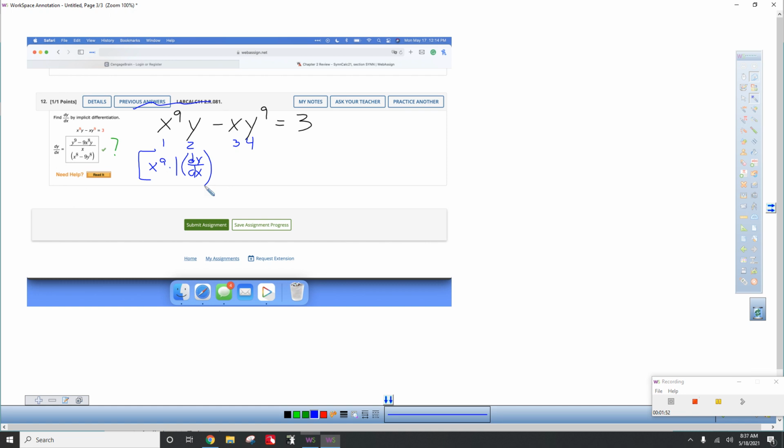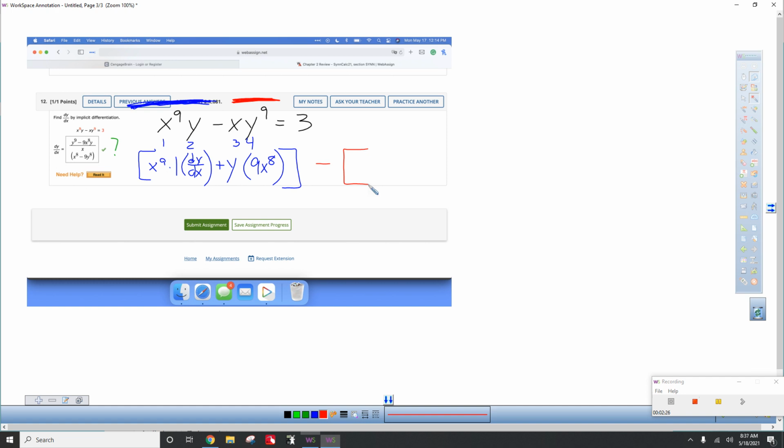All right, so we did first times the derivative of the second, plus second, which is y, times the derivative of the first. The derivative of the first is 9x to the 8th. Okay? So that is the derivative of this thing over here. Now we'll take the derivative of this. So minus parentheses, the red is just the derivative.